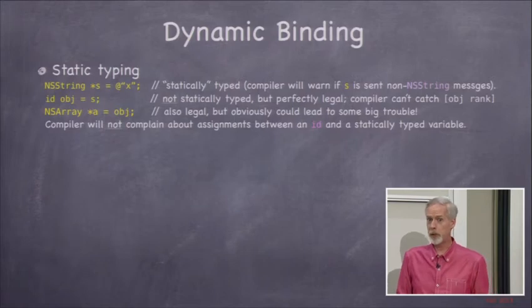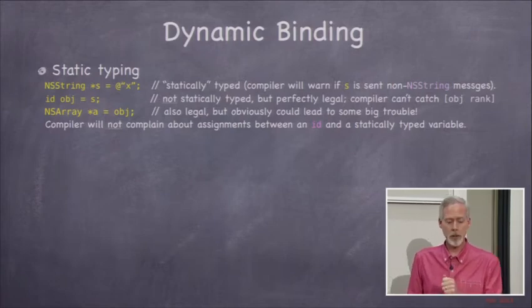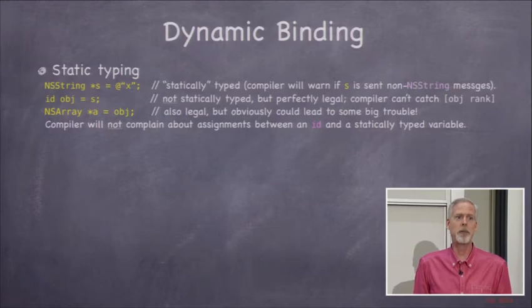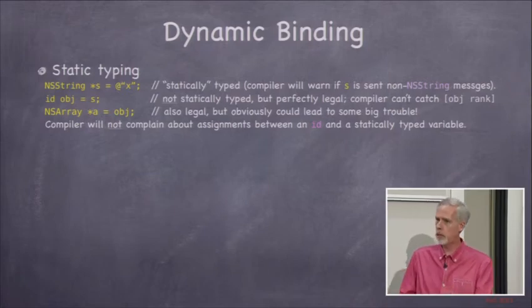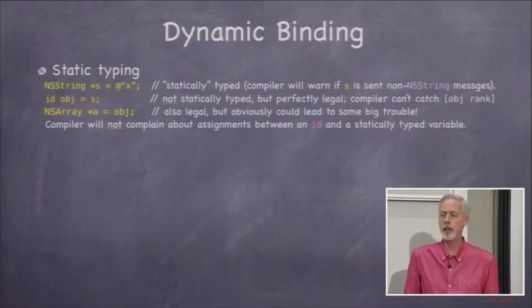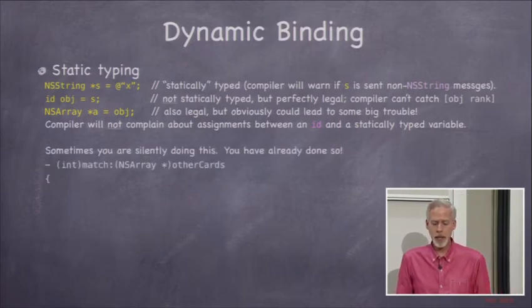You can also do this. NSArray star a equals obj. Now you have an NSArray variable that points to a string. Well, that's extremely likely to cause a problem. This is also legal because NSArray star a is a pointer to an object. Obj is a pointer to an object, so it allows this assignment. Very dangerous, obviously wrong. If these three lines of code are there, that's clearly wrong. You would not want to have an NSArray pointing to an NSString. But so ID can be dangerous in this way.